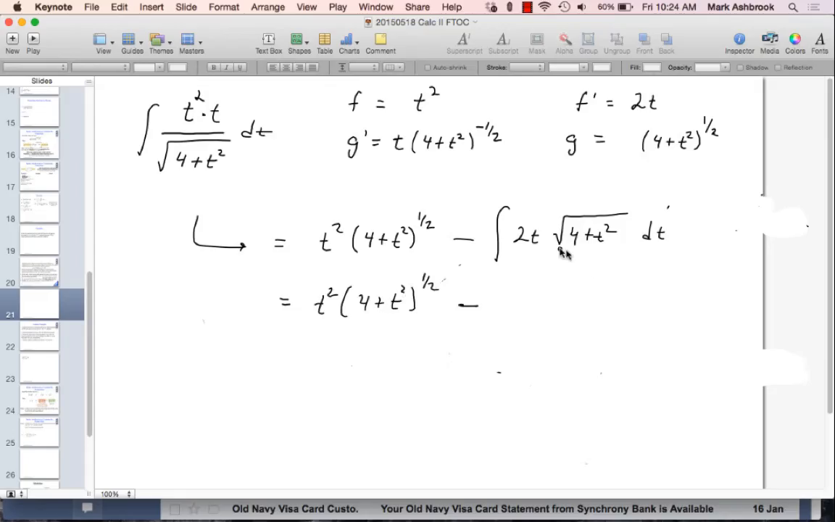So we're going to go with antiderivative of square root, right? Antiderivative of square root is 3/2. Now we got to clean up the mess here. So when we do the derivative, we're going to have 2t, but we also know when we do the derivative, we're going to have times 3/2. So what do we need? 2/3. So 3/2 times 2/3 goes away. 4 plus t squared to the 1/2 times 2t. There's the 2t. Got it.